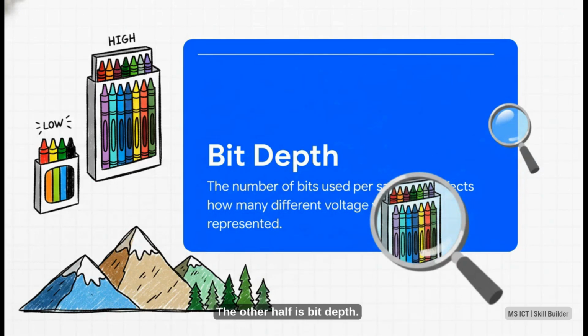Okay, so that's one half of the quality equation. The other half is bit depth. If sample rate is how often we measure, bit depth is how precisely we measure. Imagine you're trying to draw a picture. A low bit depth is like having a box with only 8 crayons, but a high bit depth is like having a box with millions of crayons, letting you capture every single subtle shade.